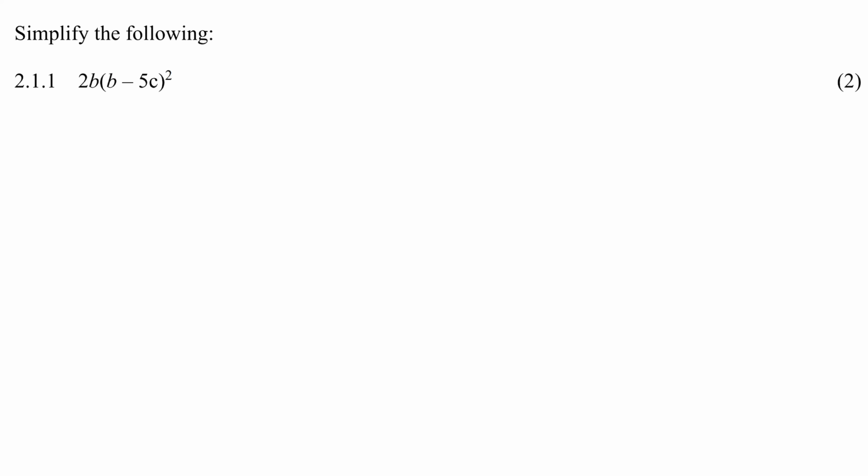Simplify the following. Okay, so a lot of learners make mistakes in a number of ways here. One of them is that they try to take this and multiply it in here. Why can't you do that? The reason is that you've got a 2 over here, so you cannot do it that way.